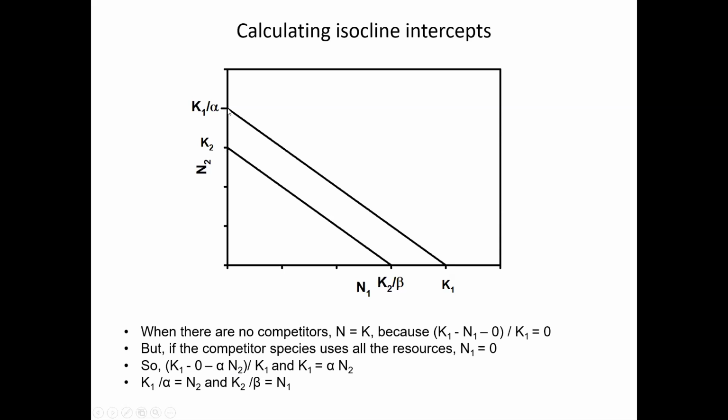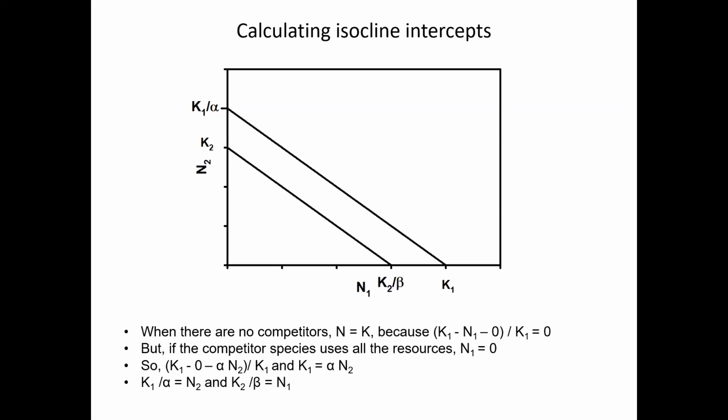So if all of the resources are used up, then K1 would equal alpha N2. There you go, K1 equals alpha N2. This number of species 2 uses all the resources that species 1 would use. So K1 would equal that number, adjusted by the effect of each individual. So now you have an equation. And N2 would equal K1 divided by the effect, alpha. So it's K1 divided by alpha. That's the endpoint of the isocline. For the species 2 isocline, it's the same thing. It would be K2 divided by beta, the effect of species 1 on species 2. So now if you know the numbers, you can draw the graphs.